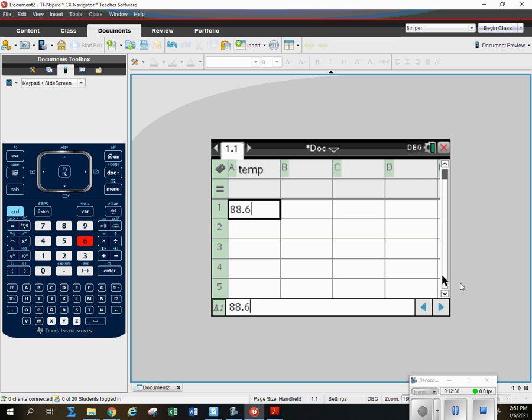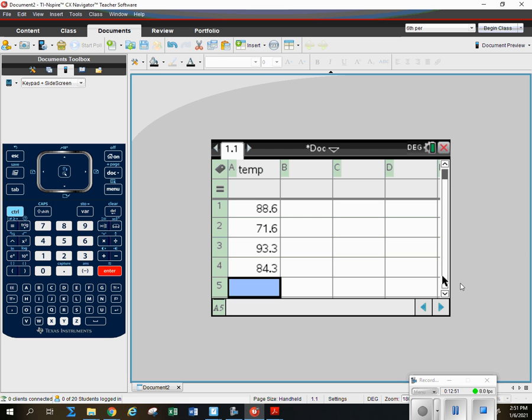88.6, enter. Then I'm going to do 71.6, enter. 93.3, enter. 84.3, and enter. 80.6, and enter. 75.2, enter. 69.7, enter. 82 or 82.0, and enter. 69.4, enter. 83.3, enter. 78.6, enter. 82.6, enter. 80.6, enter.